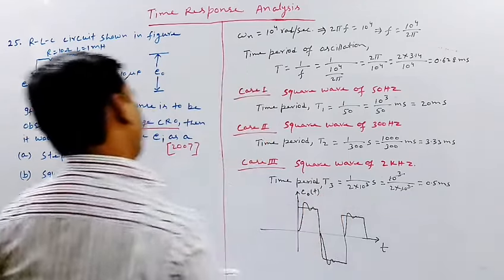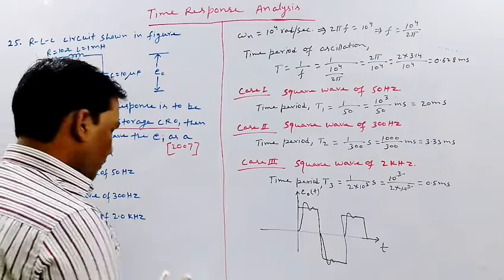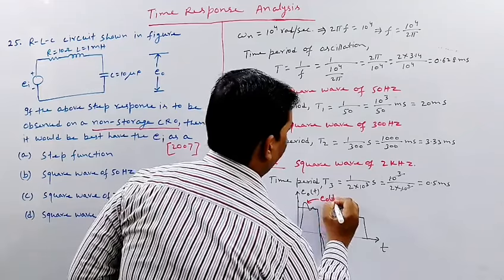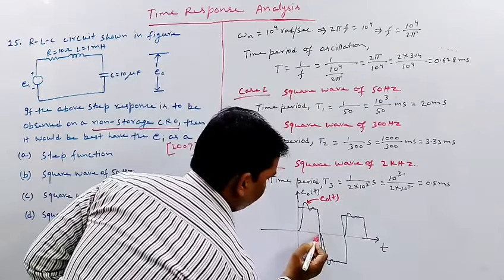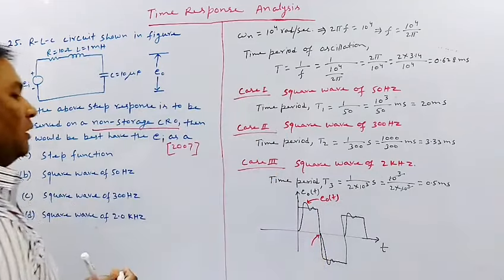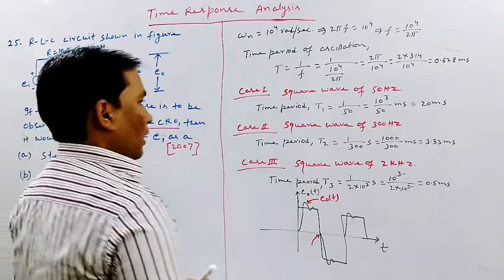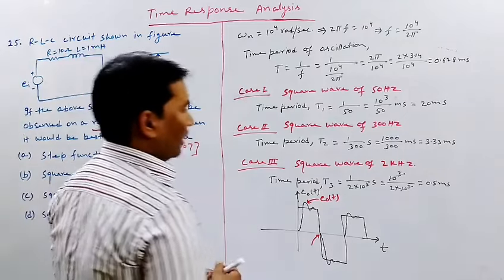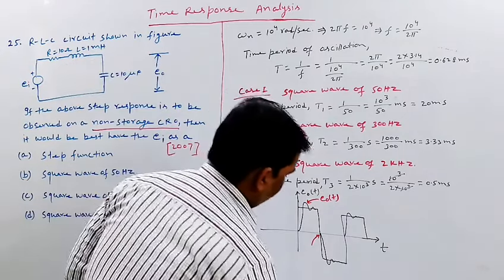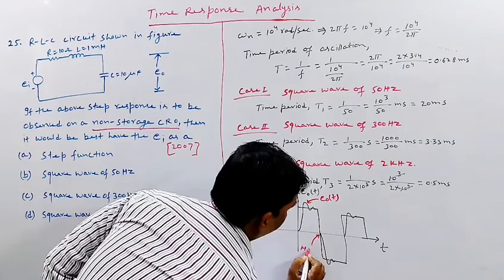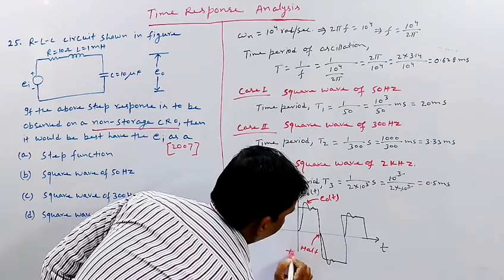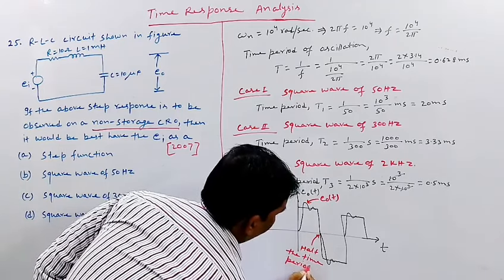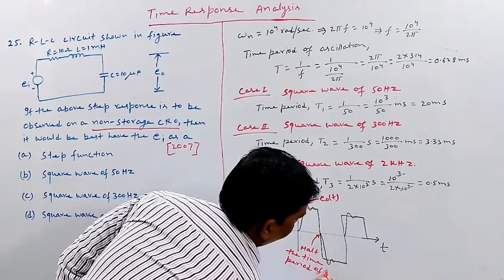So E naught T. Which one is E naught T? This one is E naught T. Okay. Now this point is half the time period of a square wave. This is half the time period. Let me write it clearly. Half the time period of a square wave.